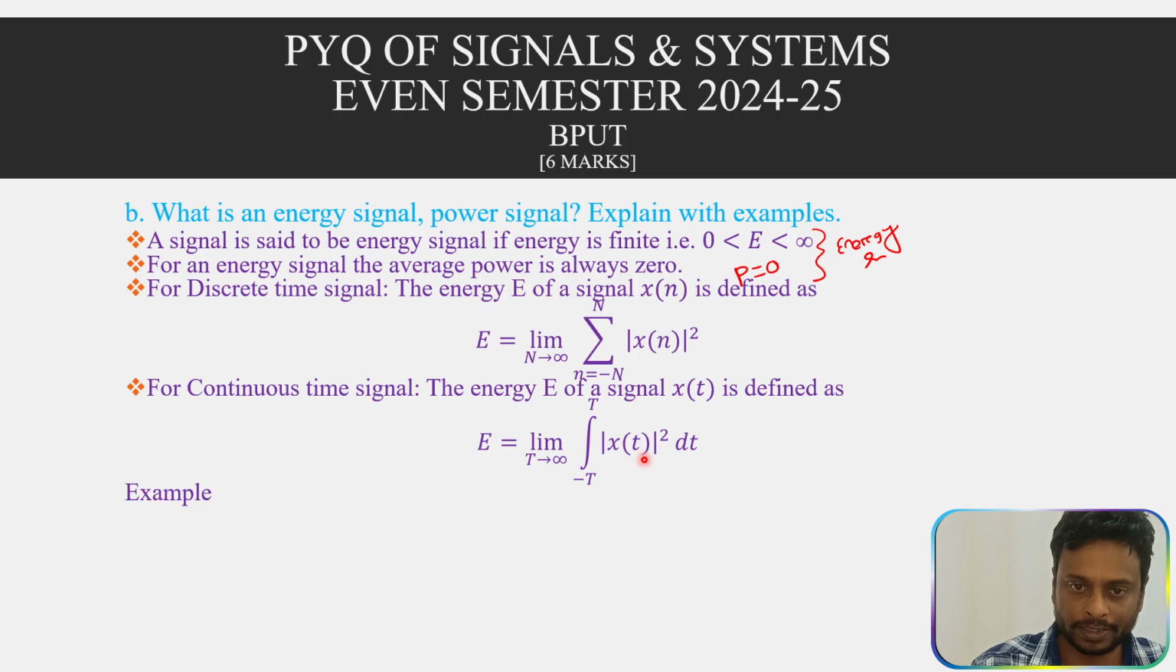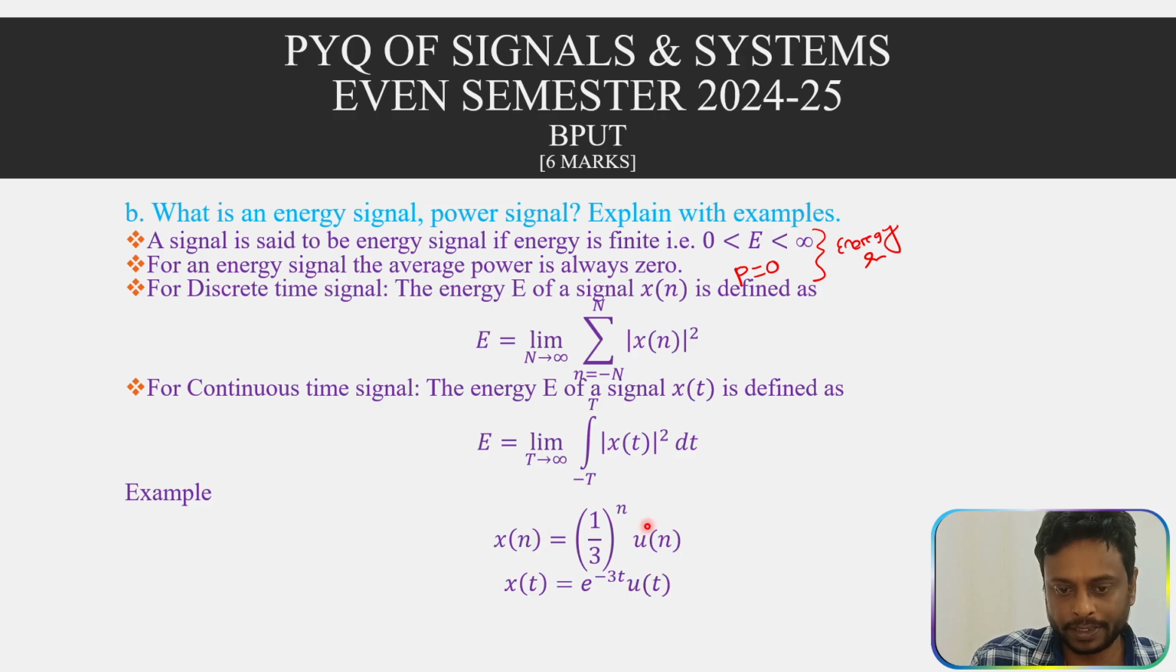Okay. So let us see some examples. Example is this one. This is a discrete time energy signal. And this is a continuous time energy signal. So you have to explain with examples. An energy signal is one in which the energy is finite and average power is equal to zero. This is the equation to find the energy of a signal. These are the examples. So this is the energy signal.